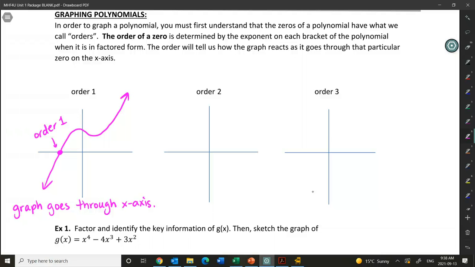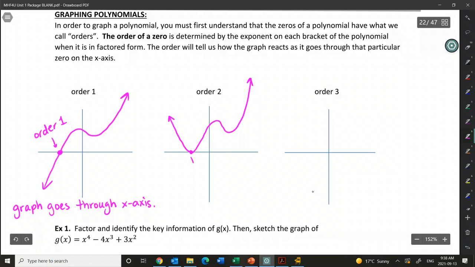Okay, order 2 is almost going to look quadratic shaped at that area of the x-axis. So what an order 2 will do is it will actually hit the x-axis at the x-intercept and bounce off. So it could look something like this. Okay, so think of it as if it bounces off the x-axis.